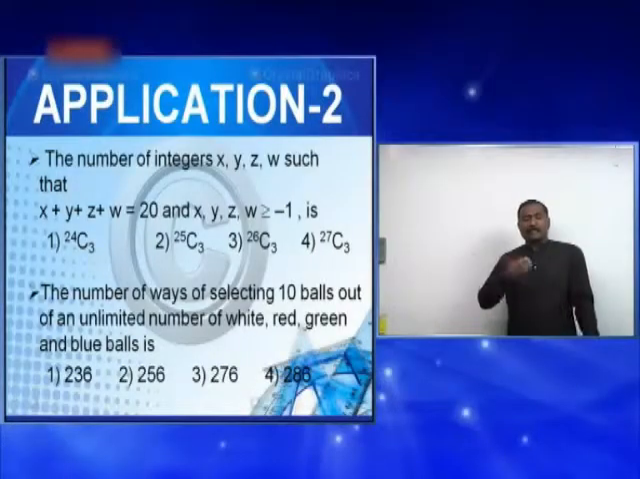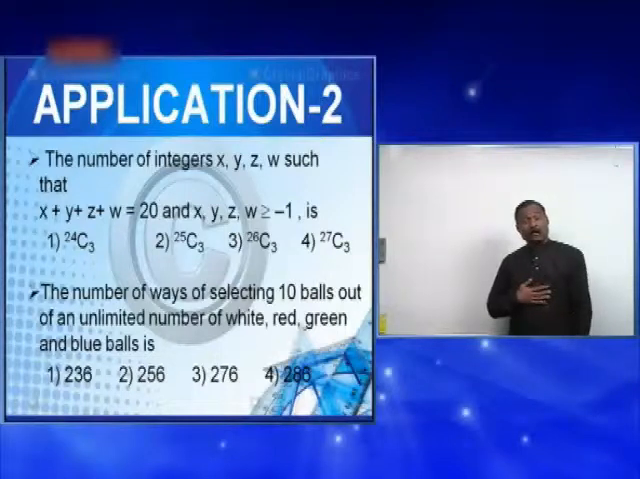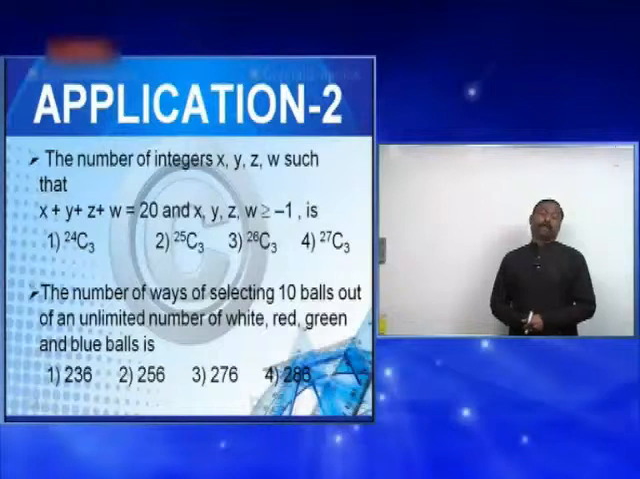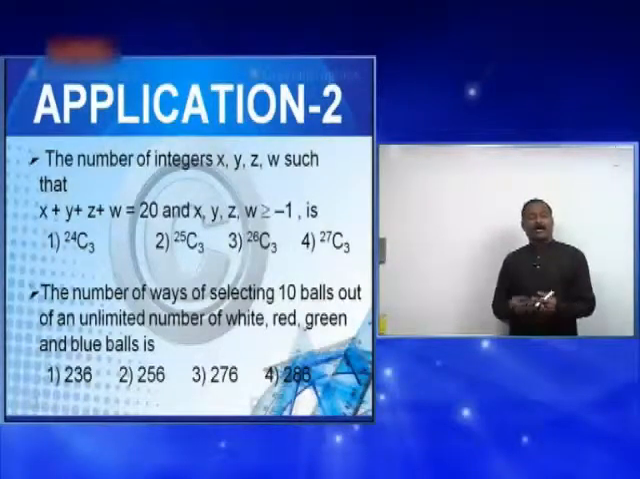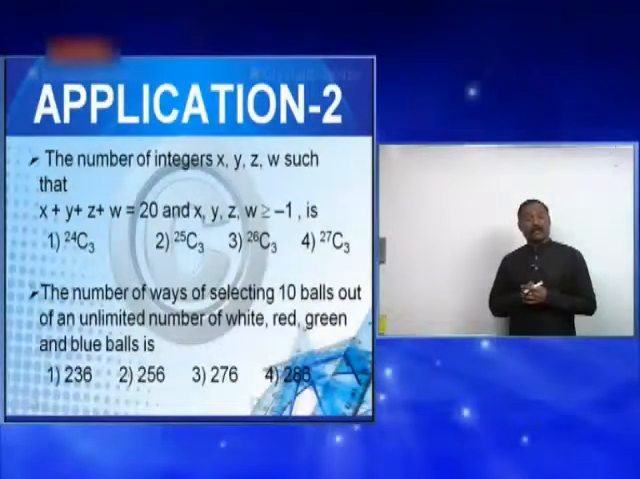because in the question, it is given that an unlimited number of white, red, green and blue balls are there. Then you may be literally confused. Unlimited number of balls are there. How to choose 10 balls out of them and how many number of ways we can select 10 balls from them. But we have to take only the category here.